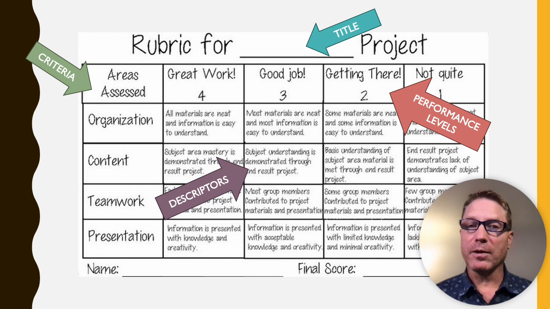Then number 4, where the majority of the text lives is in the descriptors. This is really the heart of the tool, the advantage of the tool. In each of these boxes, you'll find anywhere between 1 and 3 sentences that are written in as clear and as objective language as you can. All rubrics will have these 4 parts.